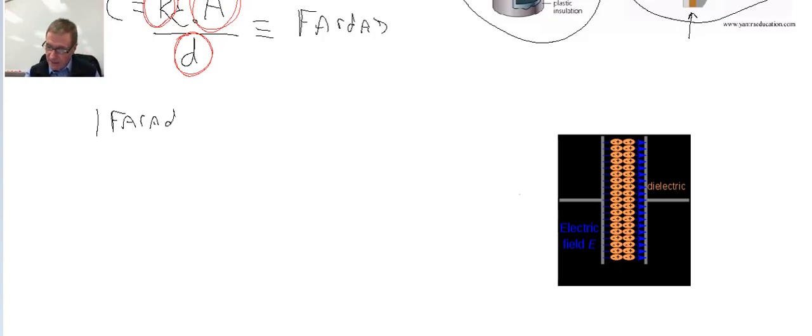I've got some numbers here that I need to use. We would like to know what the area has to be if my separation between the plates, the distance d, is 1 millimeter, so 0.001 meters, and the dielectric we're going to use is an air gap, so the dielectric value for an air gap is 1. So let's do the math using our equation up here. That's C.